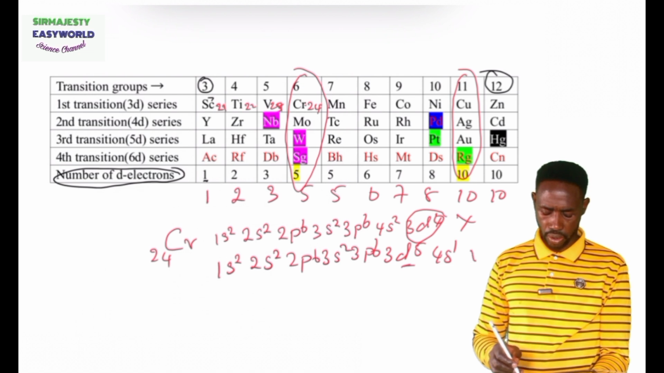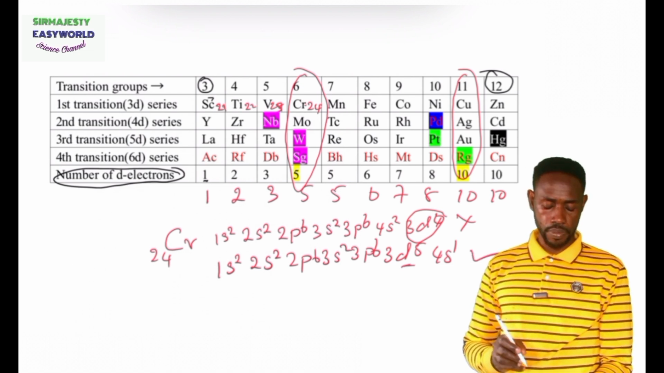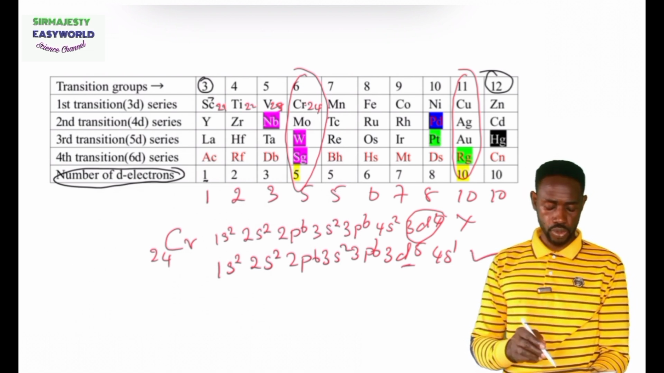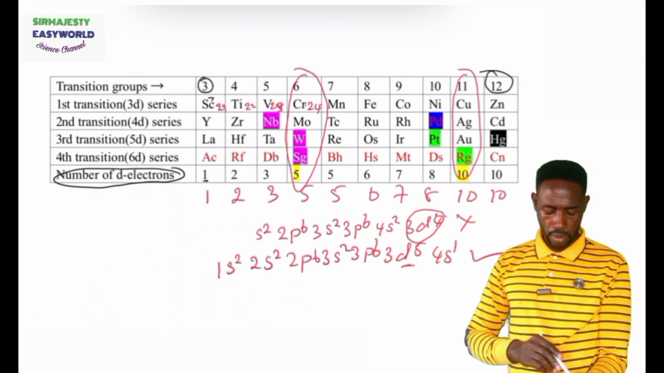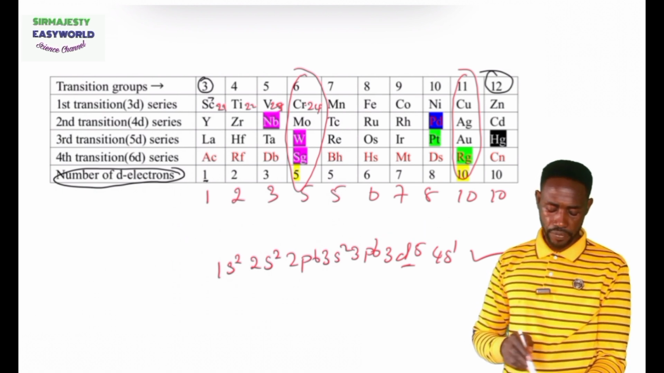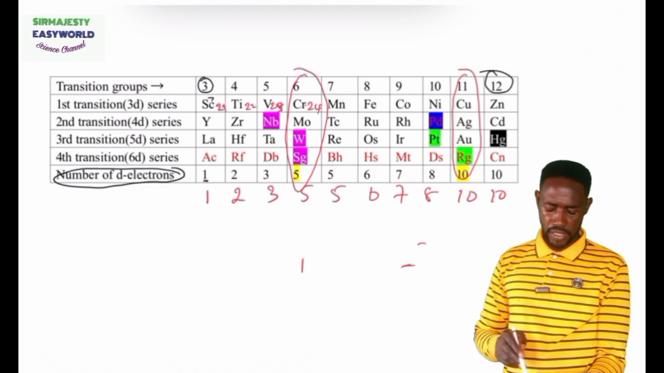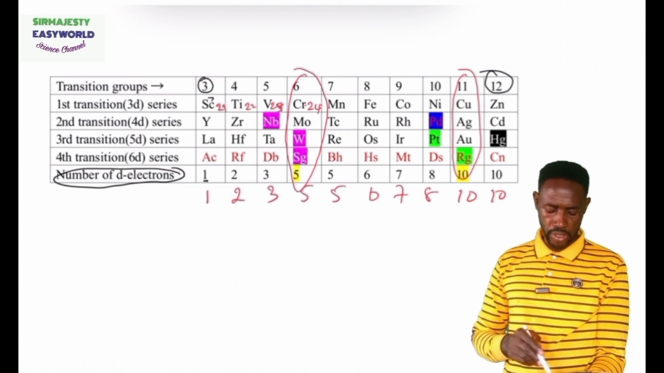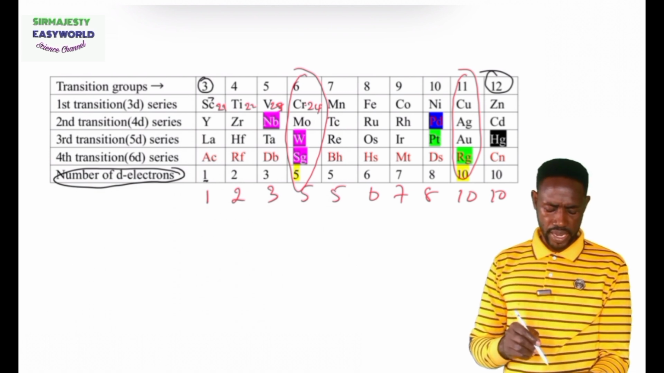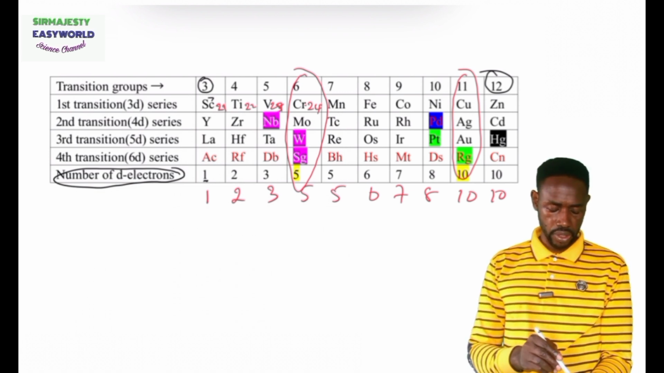So this is the correct configuration of chromium. The same thing is applicable when you come to copper. Be careful with copper's correct configuration. Remember, what applies for chromium also applies for molybdenum, but not for tungsten. That's why I painted it pink. I will discuss that later.